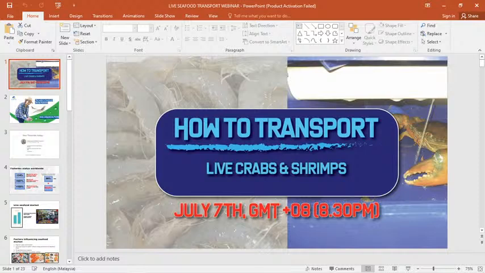From the comments on the chat here, I didn't see any question, but I hope everyone can get some knowledge on how to transport this live crab and the shrimp, or you have an idea on how you can do this better than us.